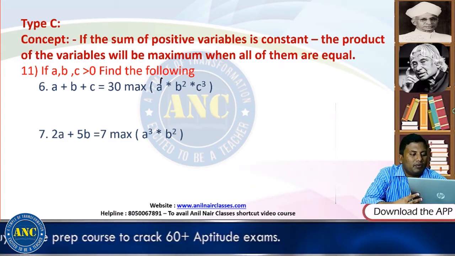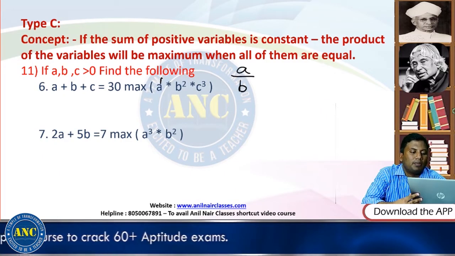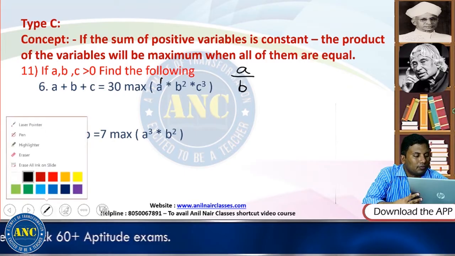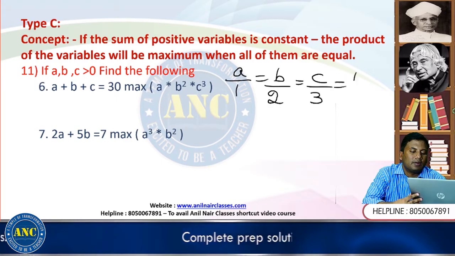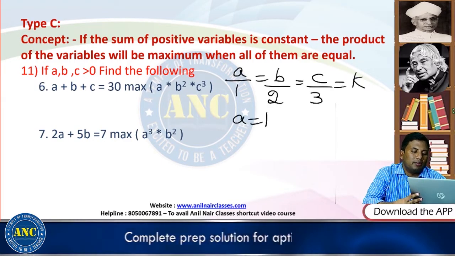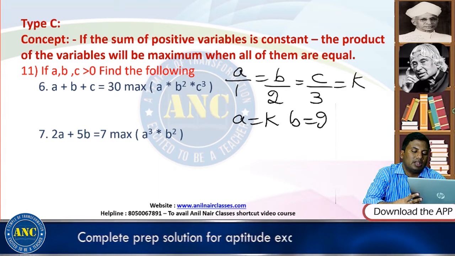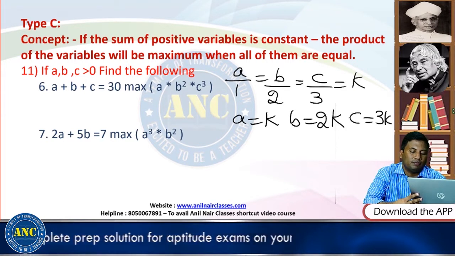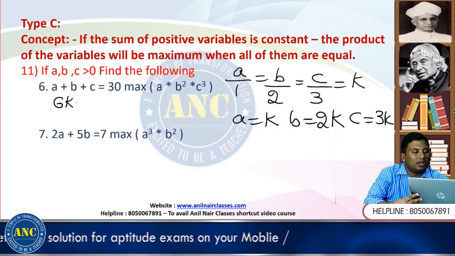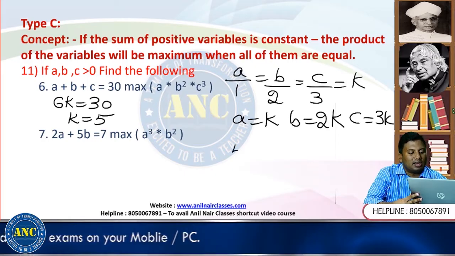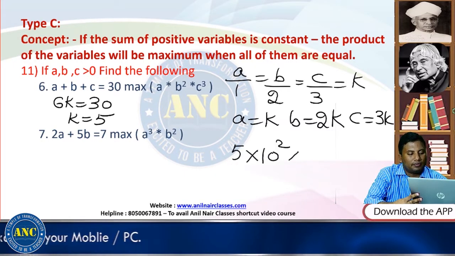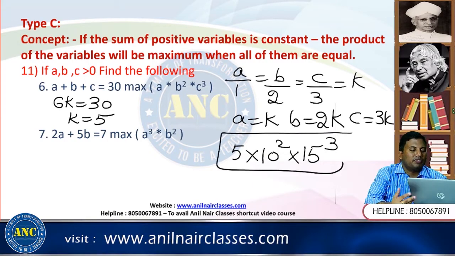First one, A power 1, B square, C cube. A by 1 equivalent to B by 2 equivalent to C by 3 equivalent to K. So A will be K, B will be 2K, C will be 3K. Sum is 6K equivalent to 30. K is nothing but 5. So the answer is 5 into 10 square into 15 cube.